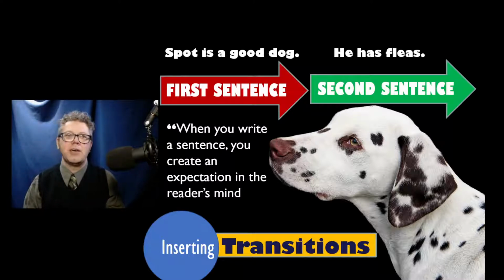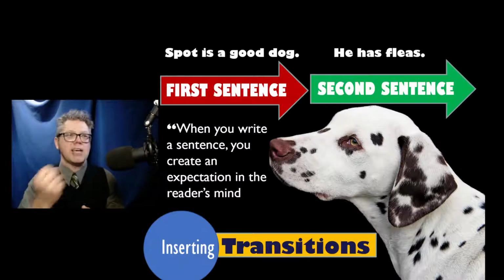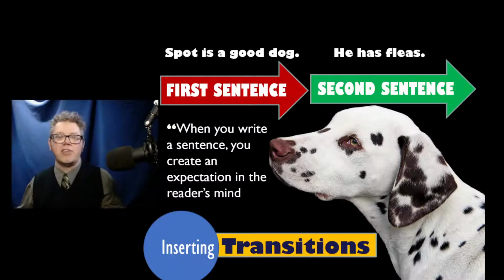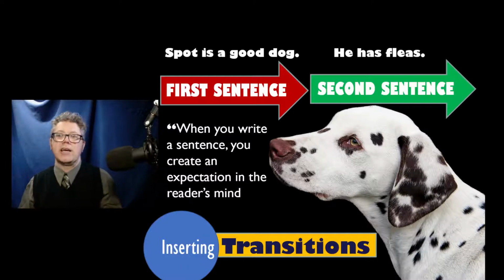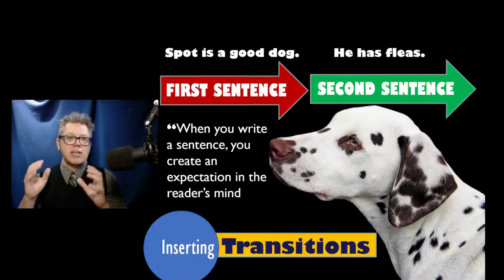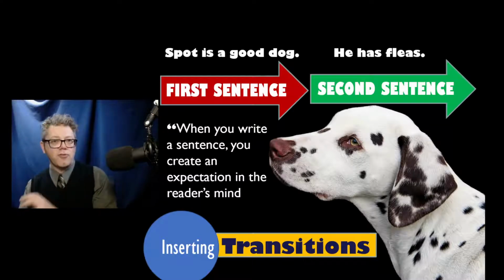And so what we end up with is this first sentence, second sentence structure where we've got a concept, Spot is a good dog, he has fleas, and those things don't cohere. They don't lead from one to the next. In the slide here, I've got a red arrow for the first sentence and a green arrow for the second sentence to indicate a dissonance of concept, that there isn't this coherence. It's not flowing from one sentence to the next.